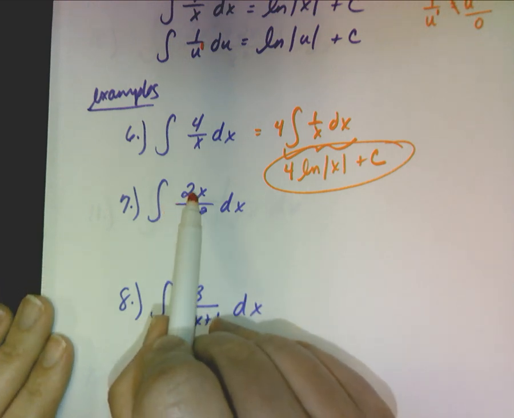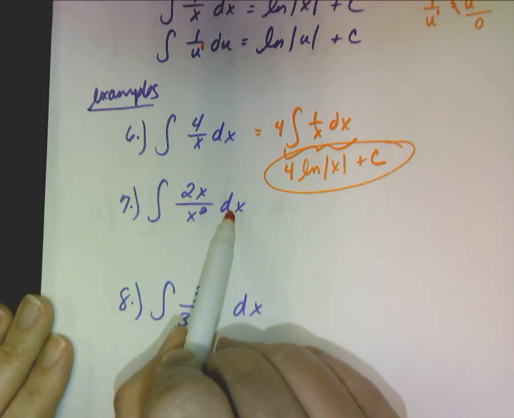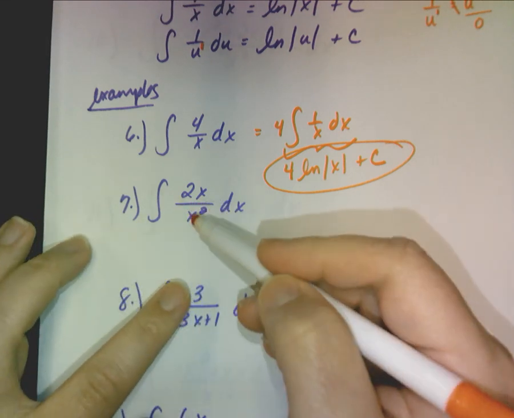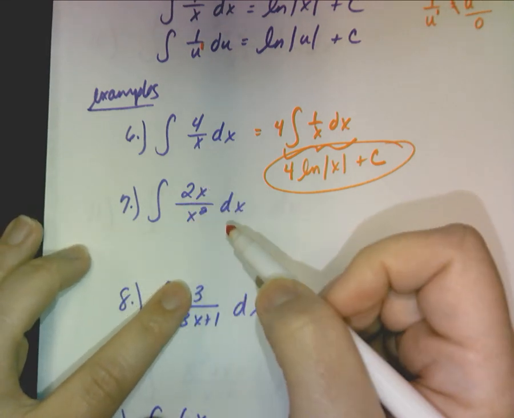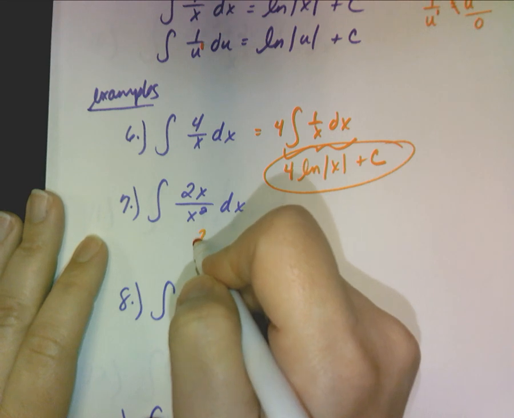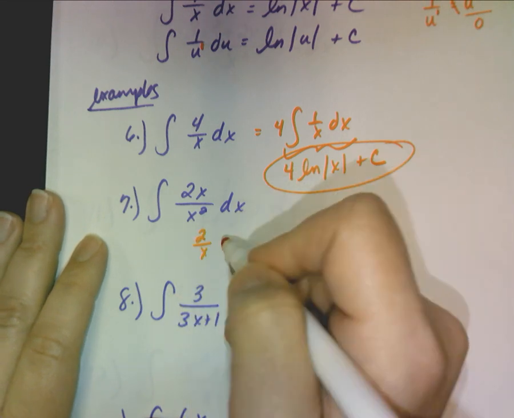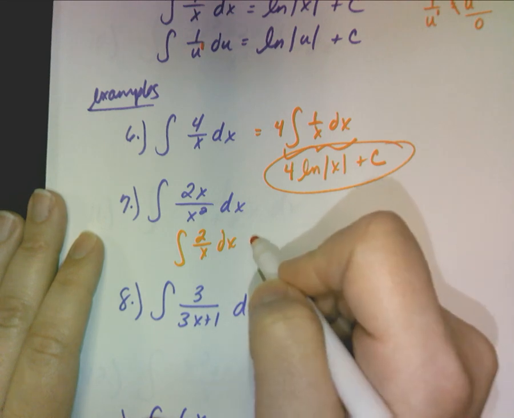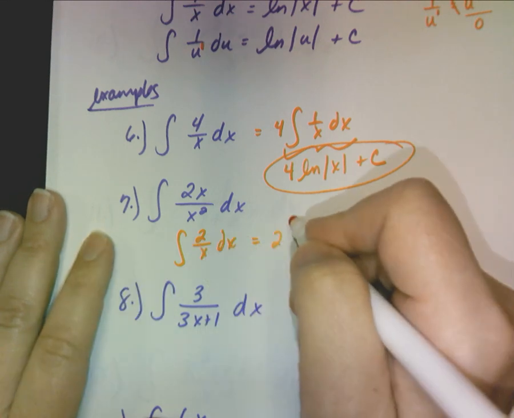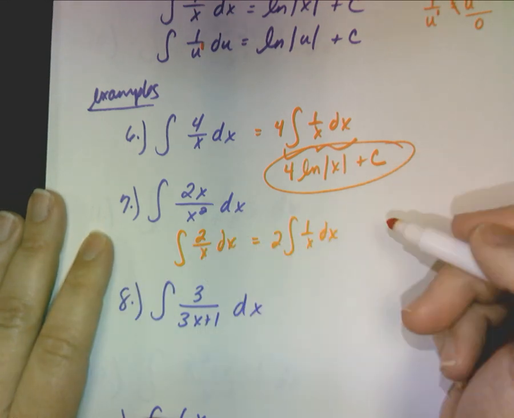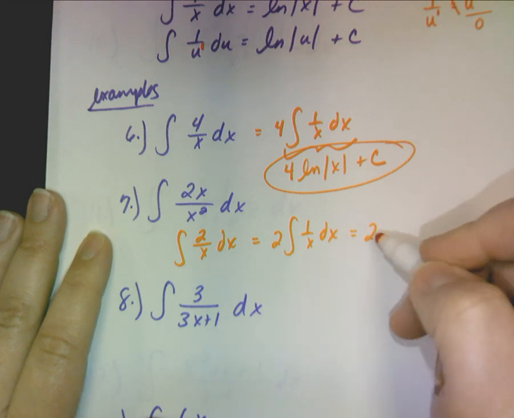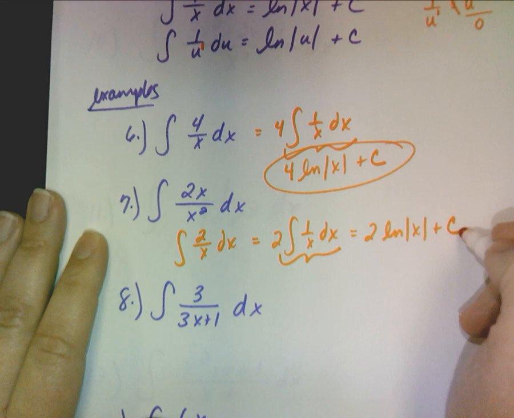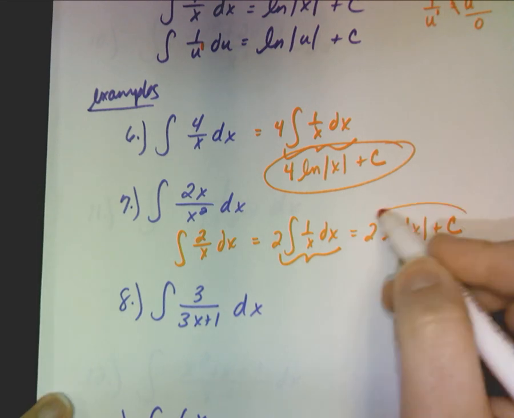The integral of 2x over x squared dx, well, again, you could simplify this first if you want to. This would be 2 over x dx. And then pull out that 2. And that would be 2 times this again right here, which is ln of x plus c. Easy peasy.